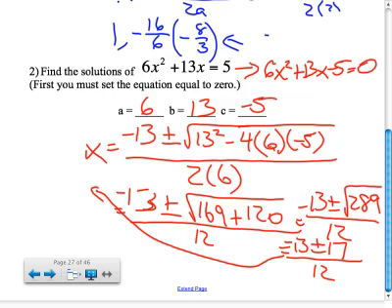Let me erase this for a second. Okay, let's go back over here real quick. So negative 13 plus 17, that's 4 over 12. So 4 over 12 is 1/3. And then I have negative 13 minus 17, that's negative 30, and negative 30 over 12 is the same thing as saying negative 5 halves. Okay, and again, you could use decimals if you prefer.